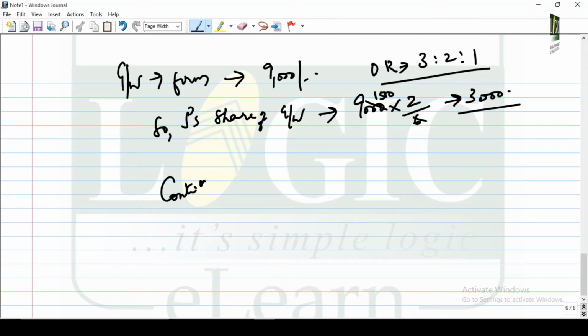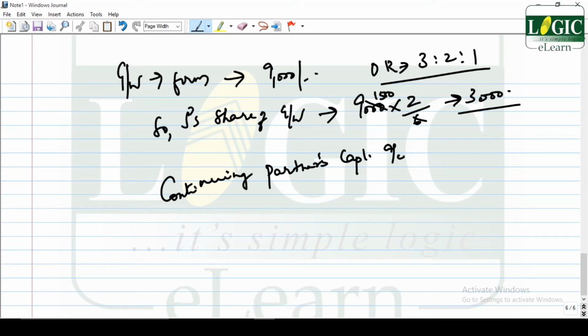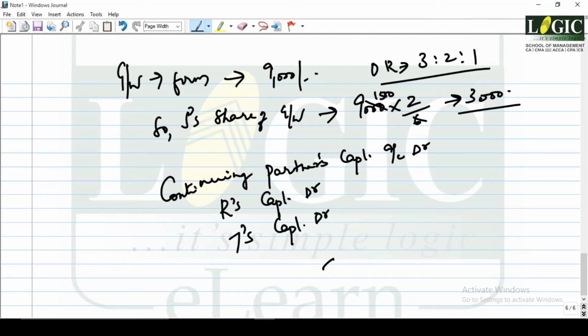Continuing partners should give it to the retiring partner. Continuing partners' capital account debited. So who all are continuing? R's capital debited, T's capital debited, to the retiring partner's capital account. Which means to S capital account.